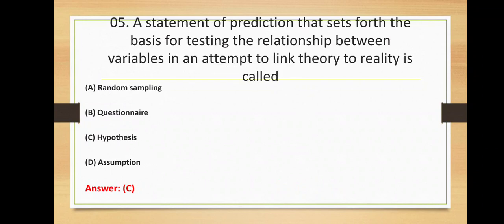A statement of prediction that sets forth the basis for testing the relationship between variables in an attempt to link theory to reality is called option A, random sampling, option B, questionnaire, option C, hypothesis, option D, assumption. Here the right answer is option C, hypothesis. So hypothesis is a statement of prediction that sets forth the basis for testing the relationship between variables in an attempt to link theory to reality.